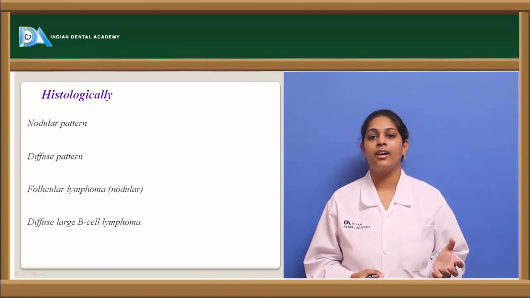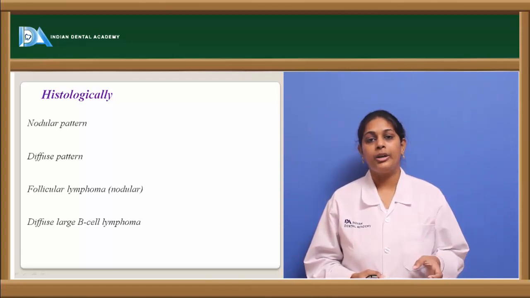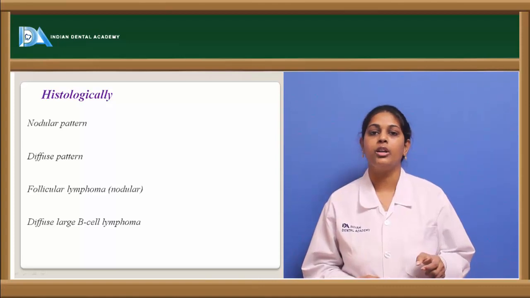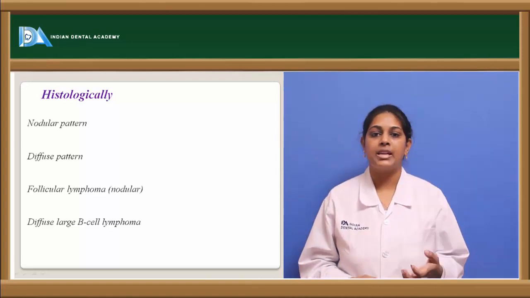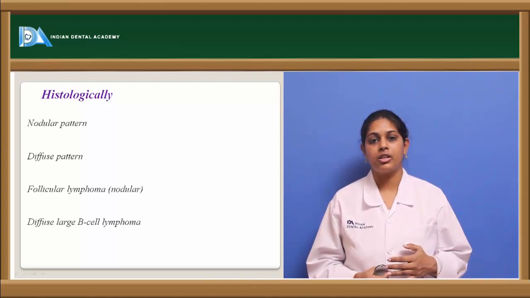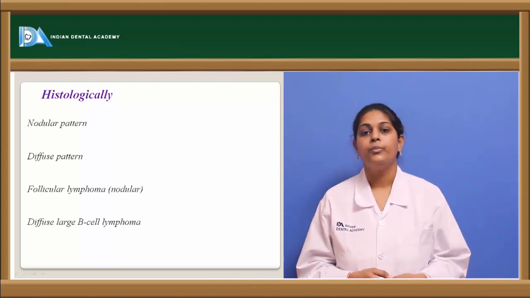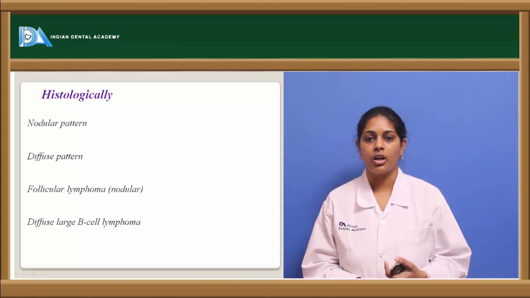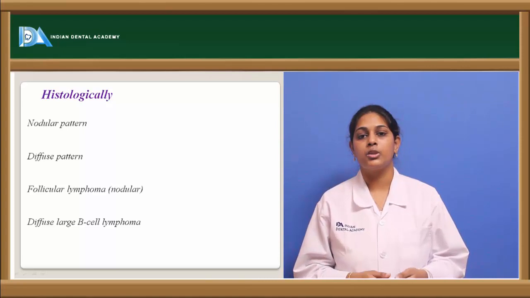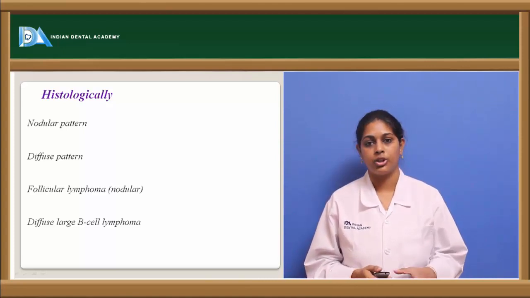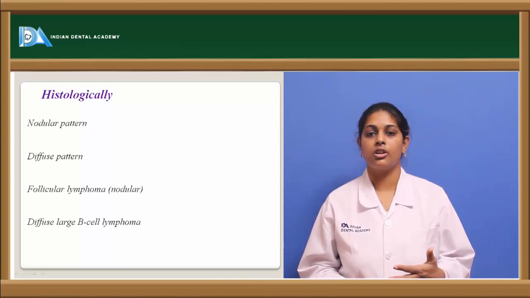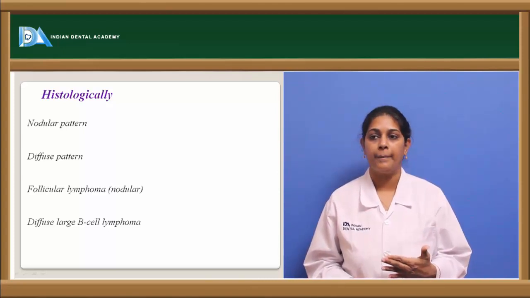Here there are a large number of predominantly present lymphocytes, and the predominant variant among them is the B-cell lymphocyte, which is diffusely present, not circumscribed to a particular area but spread within the entire lymph node. So these are certain histological features of non-Hodgkin's lymphoma.